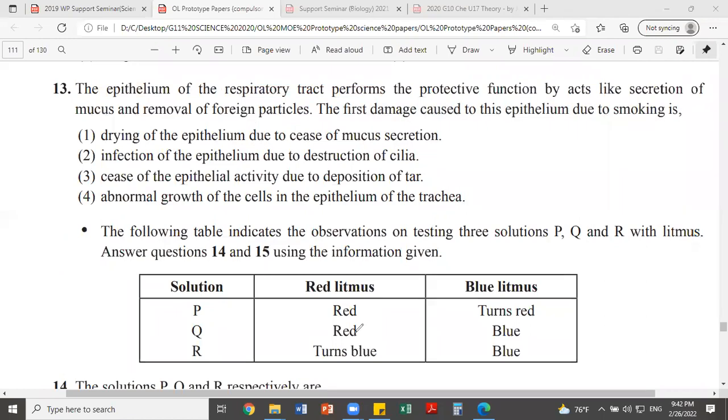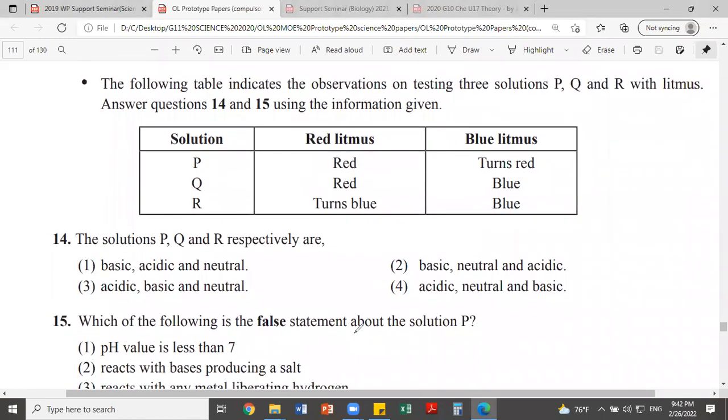Next one, question number 14 and 15 based on this. Any volunteers? 14th MCQ. PQRS respectively, whether it's acid, base or neutral. Don't look at the answers in front of PQRS, right? Whether it's acid or base. Turns red litmus to red. Then we can't decide. Red to blue.